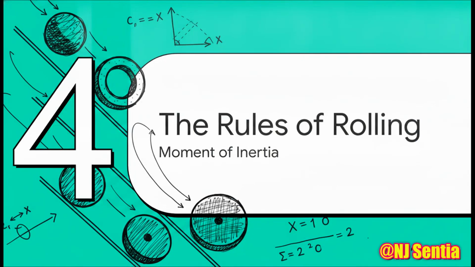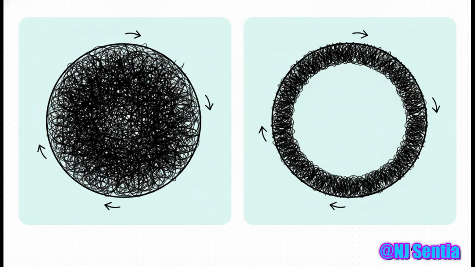Section 4, the rules of rolling. Now, let's swap out those sliding blocks for rolling spheres and unlock a completely new dimension of physics. When things roll, they don't just move forward, they spin. And spinning takes energy. The amount of energy needed depends on something called the moment of inertia, which is really all about how mass is distributed.